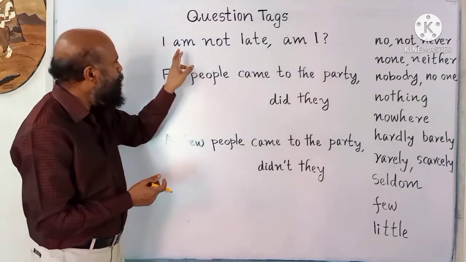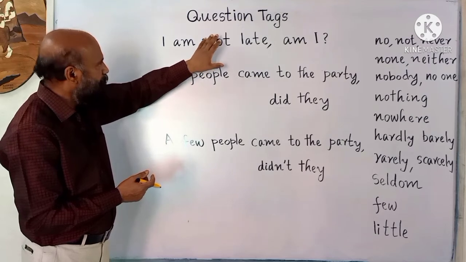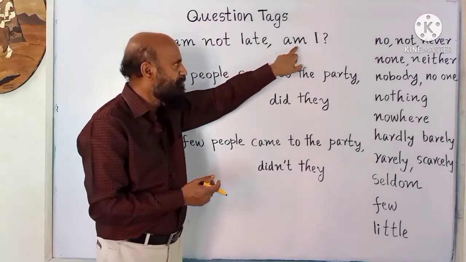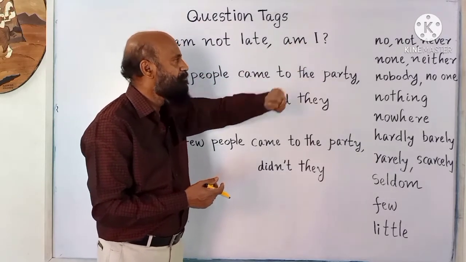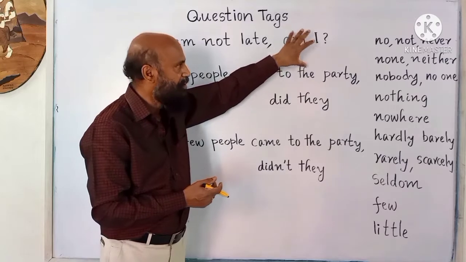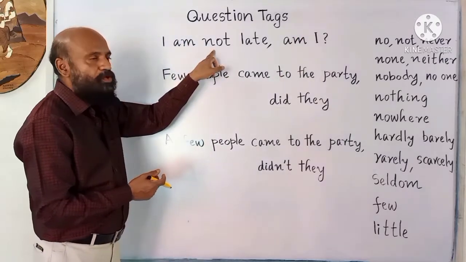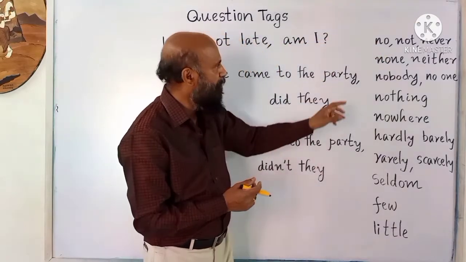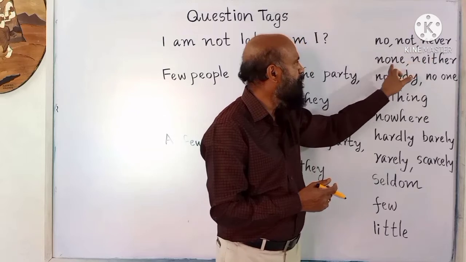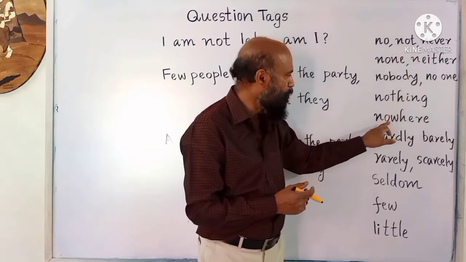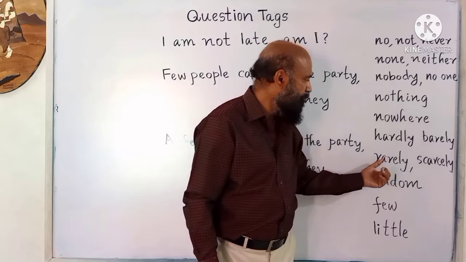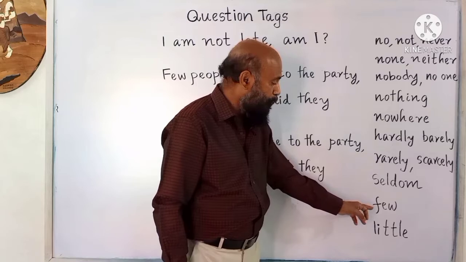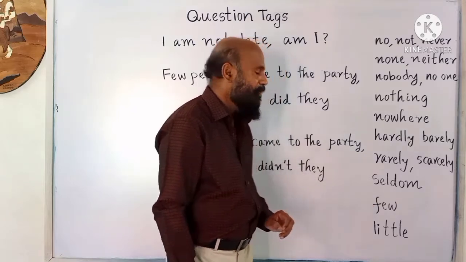Am I? Suppose the sentence is positive: I am late. Then the question tag is aren't I? Not amn't I, aren't I. So this is not the only negative word. There are so many negative words in the English language: no, not, never, none, neither, nobody, no one, nothing, nowhere, hardly, barely, rarely, scarcely, seldom, few, little. So few is a negative word.